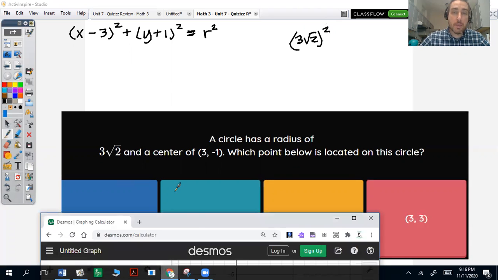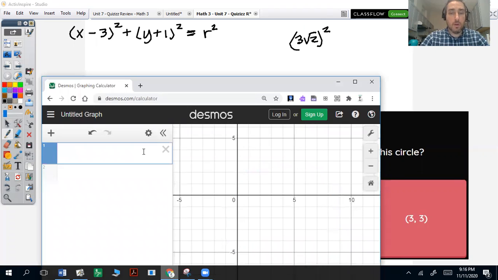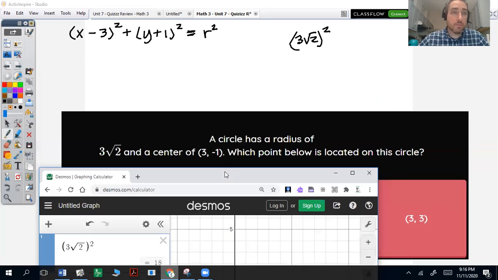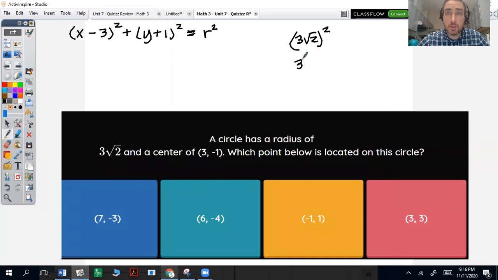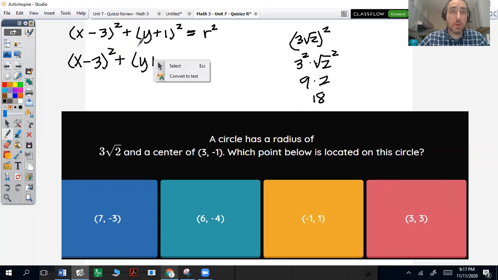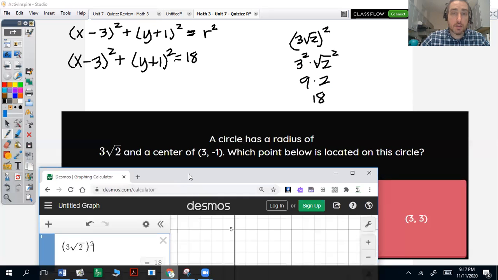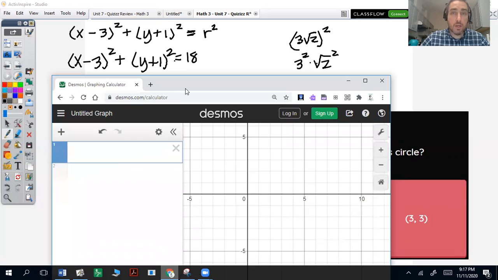Now we can verify that in here. You can do square root SQRT, and put all that in parentheses, and then just put the square symbol on the outside, and you get 18. Now why is that 18? Well, when you square the 3, you get 9. When you square the square root of 2, you get 2. So 3 squared, square root of 2 squared is 9 times 2, which is 18. That's where the 18 comes from. So we're going to write that equation as x minus 3 squared plus y plus 1 squared equals 18. Now that we have the equation, we'll graph it, and we'll see which one of those points lies on the circle. So let's go ahead and graph that equation.